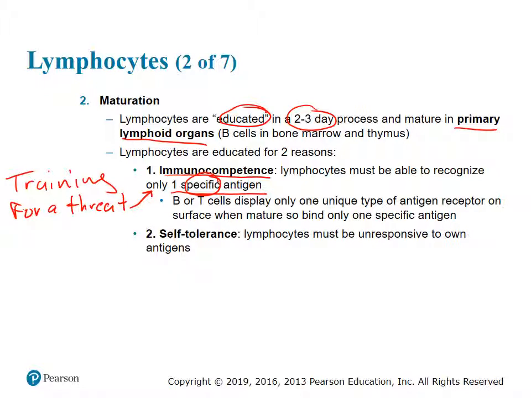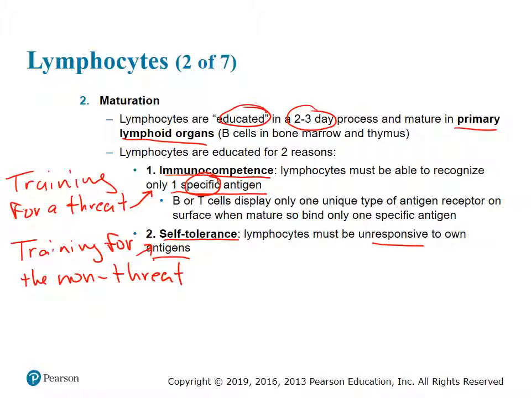Number two is self-tolerance, right? The lymphocytes must be unresponsive to our own antigens, the ones that we have in our own body, okay? So they're about training for the non-threat, okay? That's really what this means here, right? Immunocompetence and self-tolerance, right?